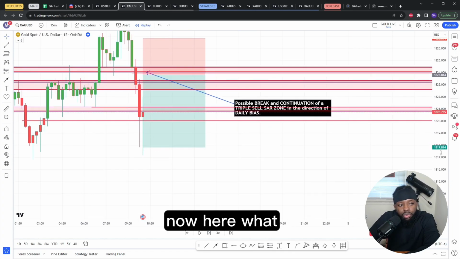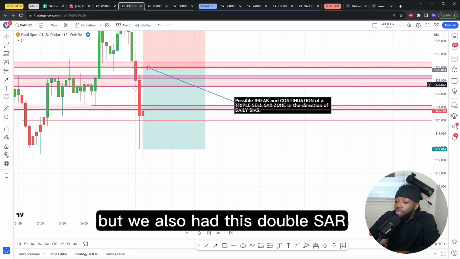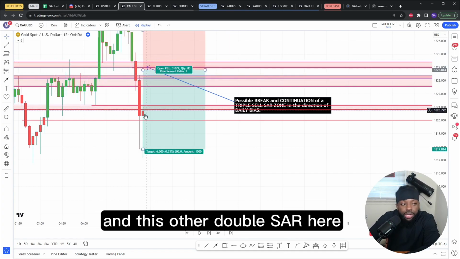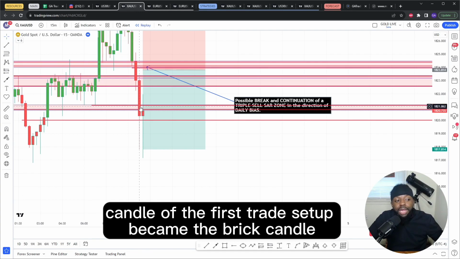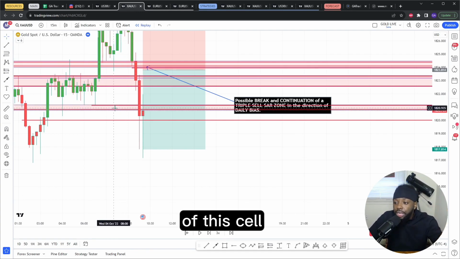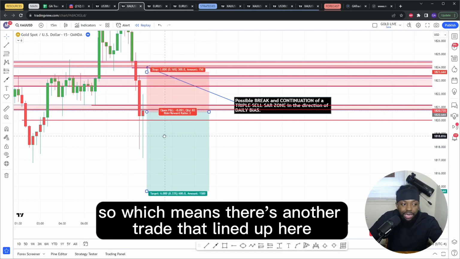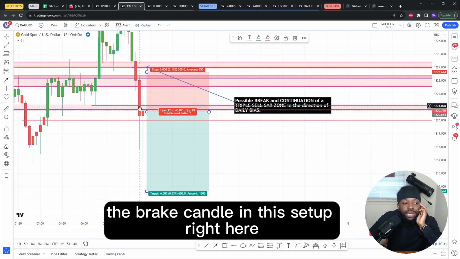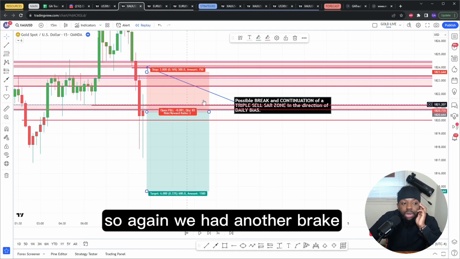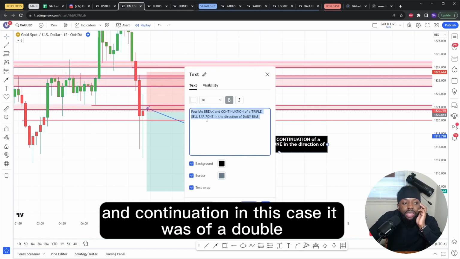Now here, what else do we see? We had that zone right there, but we also had this double SAR and this other double SAR here. So this candle that was the continuation candle of the first trade setup became the break candle of this sell SAR zone right here. Which means there's another trade that lined up here. So again, we had another break and continuation. In this case, it was of a double.